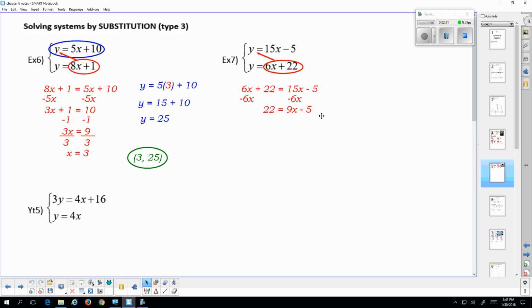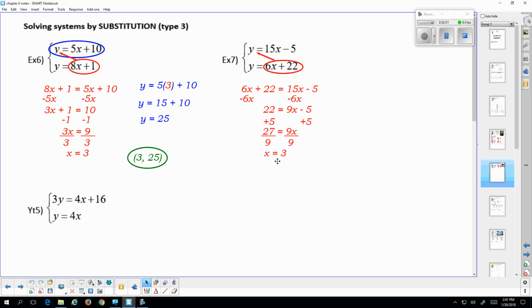And now what am I going to do? Add 5 to both sides. 22 plus 5 is 27. These cancel. And now what do I do? Divide both sides by 9. These cancel. 27 divided by 9 is 3. What am I going to do next?